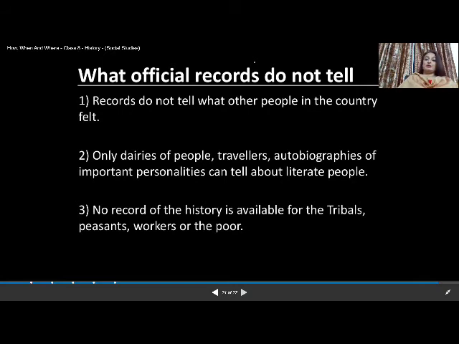That is the reason they have included the chapter on tribals and dikus in history, because nobody knows about these ordinary people. There are only diaries of people. People used to write diaries, writers, travelers, autobiographies. When we find diaries, important personalities can tell us about literate people, but only literate people can read that. So no record of history is available for tribals, peasants, workers, or the poor people, what they have done. There is no record of that. So the chapter is included. I have told you the fourth chapter, tribals and dikus, to give it importance.